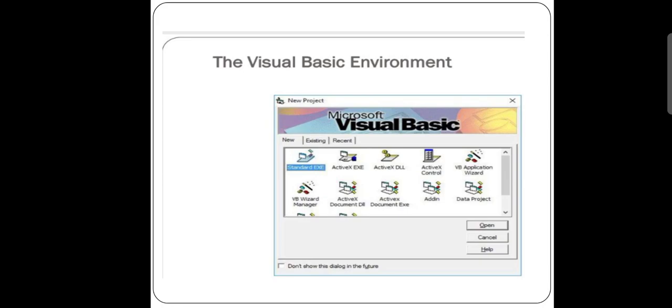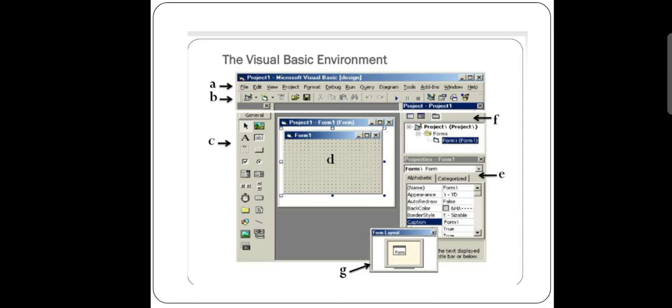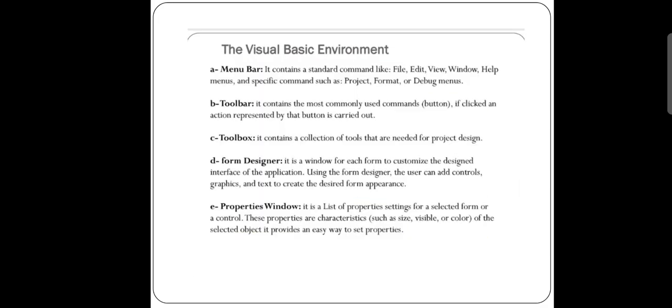Next, the Visual Basic environment. The Visual Basic environment mainly consists of the menu bar, toolbar, form window, project explorer, and properties window. First of all, we are going to see the menu bar. The menu bar contains menus like File, and the File menu contains submenus like New, Open, Save, Save As, Print. Likewise, the File menu contains some other submenus. Next, Edit, View, Window, Help menus, and specific commands such as Project, Format, or Debug menus.